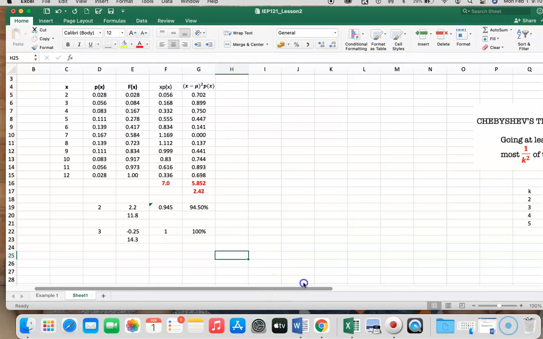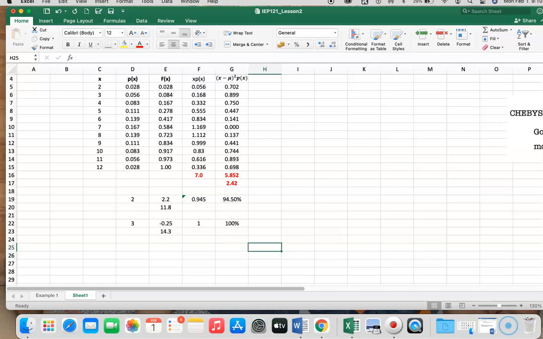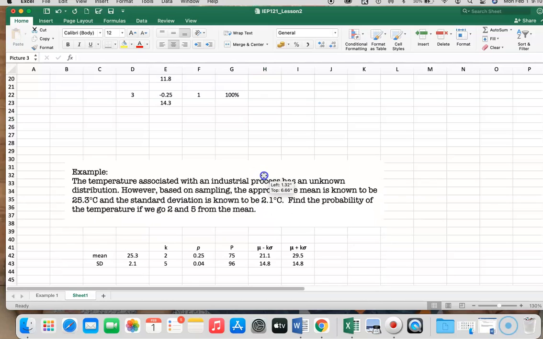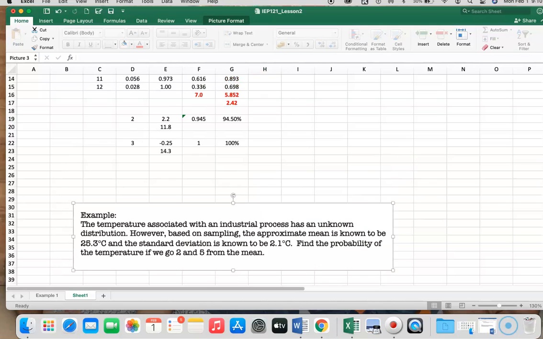Now let's apply the theorem to an application. I have here a word problem. The temperature associated with an industrial process has an unknown distribution. The distribution is not known to be normal or not normal. However, based on sampling, the approximate mean is known to be 25.3 degrees Celsius and the standard deviation is known to be 2.1 degrees Celsius. Find the probability of the temperature if we go 2 and 5 standard deviations from the mean. So our k is 2 and 5.